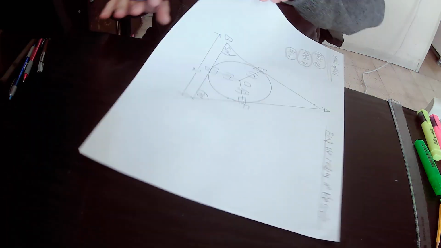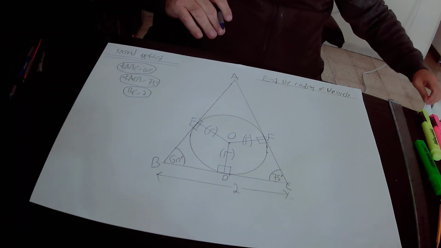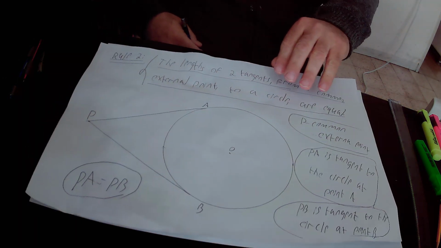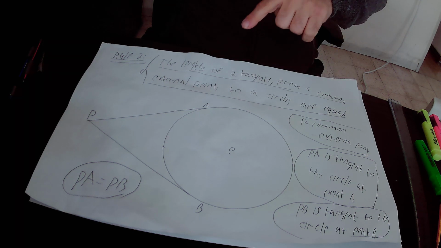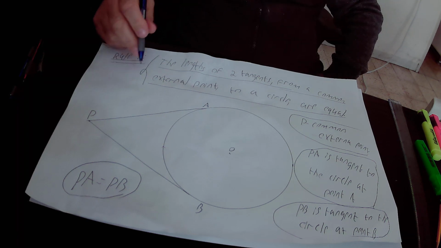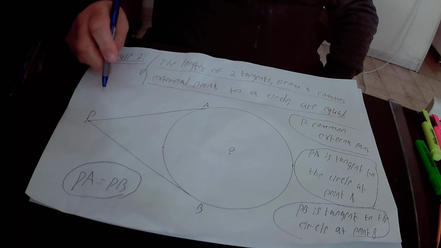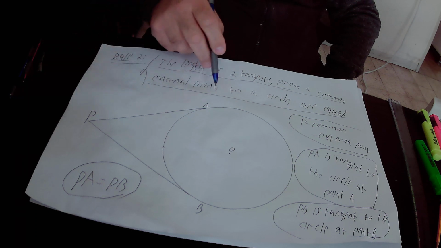We can implement here also rule number 2. According to rule number 2, the length of two tangents from a common point to a circle are equal. So in the drawing we have a circle and this common external point, point P. From the common external point, point P, we have two tangents to this circle, tangent PA and tangent PB.